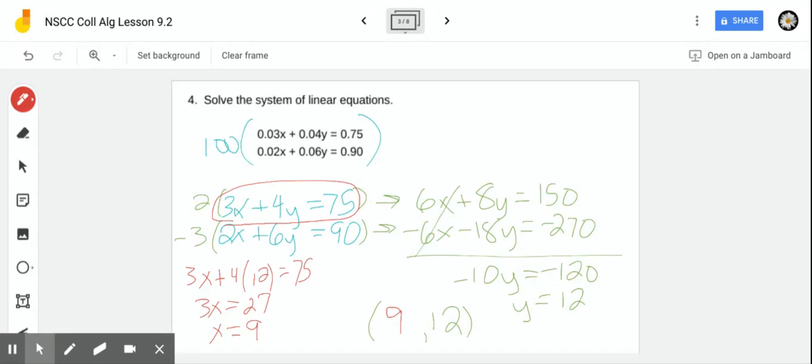All right. In the next video, we'll talk about a little bit of vocabulary related to these systems of equations.